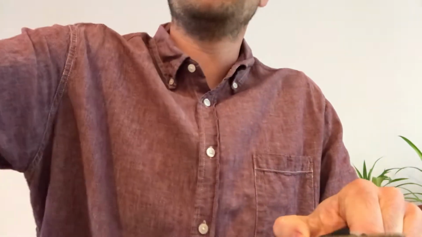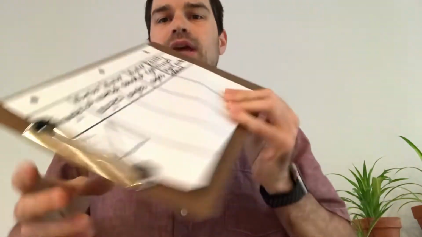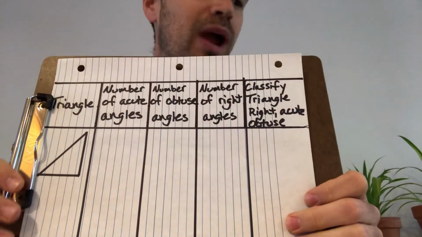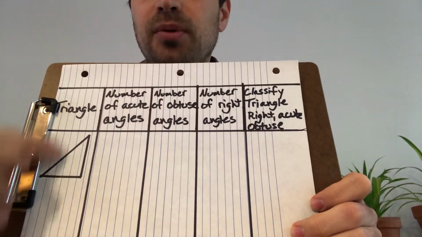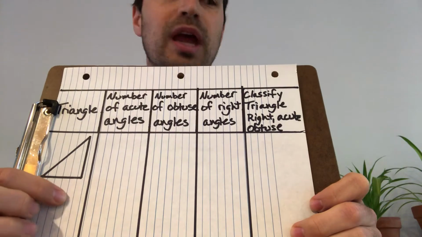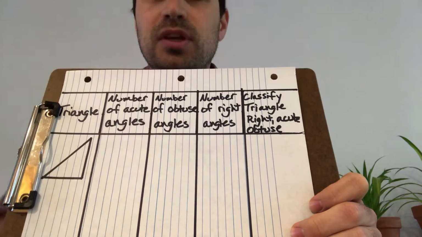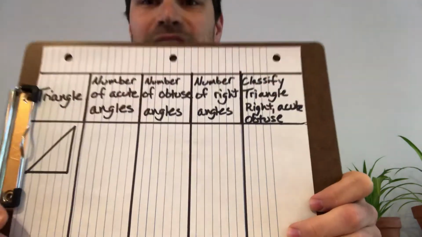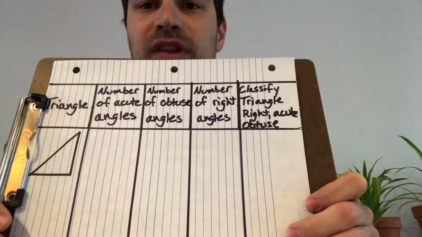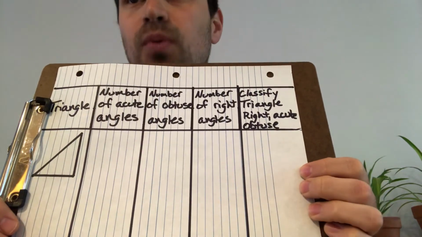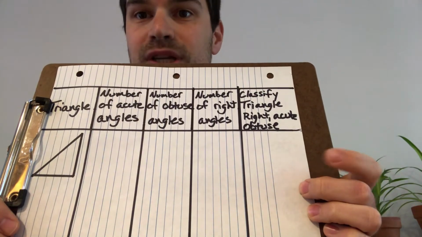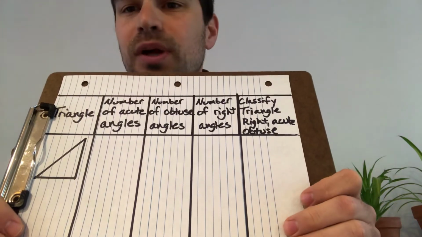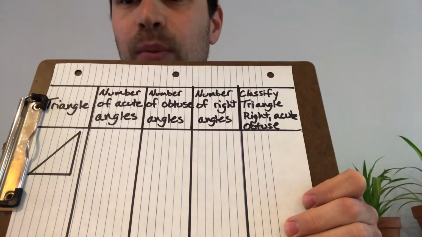The activity that you will be working on today is going to look very similar to this. It's going to have a graph set up, and here is your example. It's going to give you an example triangle, and then it wants you to write the number of acute angles, the number of obtuse angles, and the number of right angles, and then finally classify it. Is it a right triangle, an obtuse triangle, or an acute triangle? Let's take a look at this particular triangle right here.